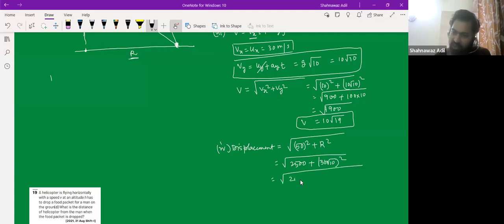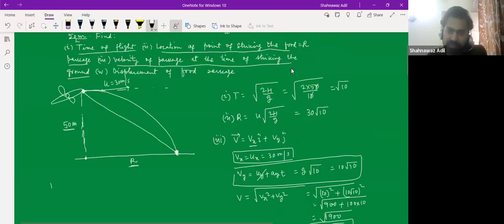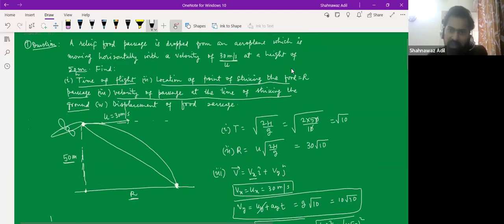So this is 2500 plus 900 into 10, so that is 9000. So how much is this thing? This is 11500. So this is 10 root 115. So these are the values that we'll get. Is it clear to you? Is it clear? Yes, sir.